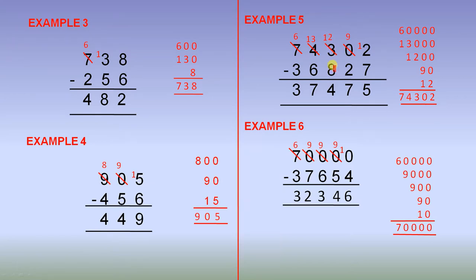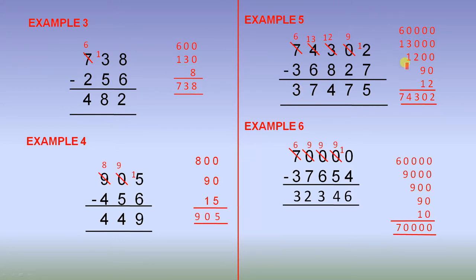But 2 take away 8 we can't do, so we trade, so we bring 1 from there and take it across. So that 4 becomes a 3. 3 take away 6 we can't do, so we trade. We bring 1 from there to make that 13. And we cross that off and make it a 6. 12 take away 7 gives us 5. 9 take away 2 gives us 7. 12 take away 8 gives us 4. 13 take away 6 is 7. And 6 take away 3 is 3.